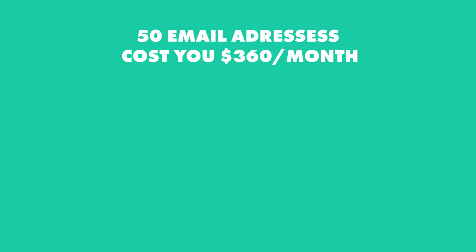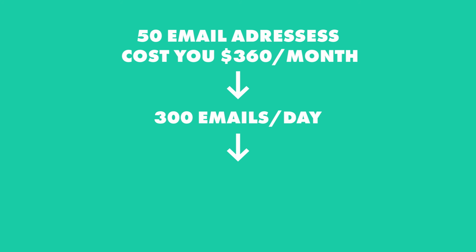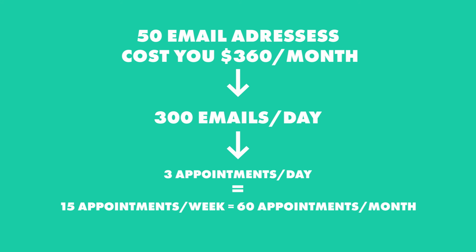Let's play out some simple maths here. Let's say, for example, you've got 50 email addresses costing you $360 a month, and from those 50 email addresses, you're able to send out, let's say, 300 emails every single day. And that's probably being quite conservative. From those 300 emails that you send out every day, Monday to Friday, you're able to generate 3 appointments a day, which equates to 15 appointments a week, which is 60 appointments a month. So you are now paying $360 for 60 appointments. My maths isn't great, but even I know that is $6 per appointment.